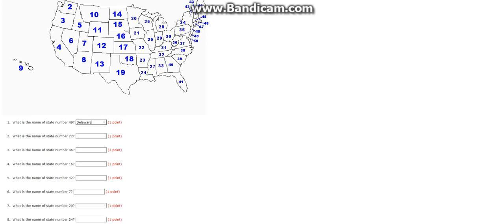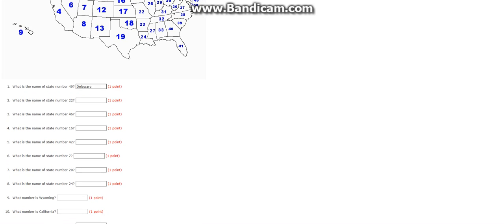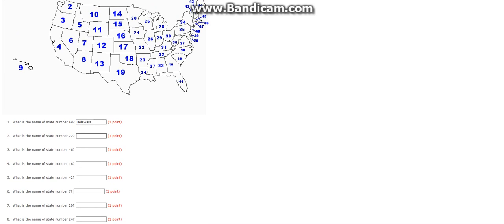Delaware is just below New Jersey, in between New Jersey, Pennsylvania, and what is it called? Maine? Not Maine. I forgot the state. Maryland, yes. What is state 22? Right there, above Texas, above Oklahoma, right there, smack in the middle.